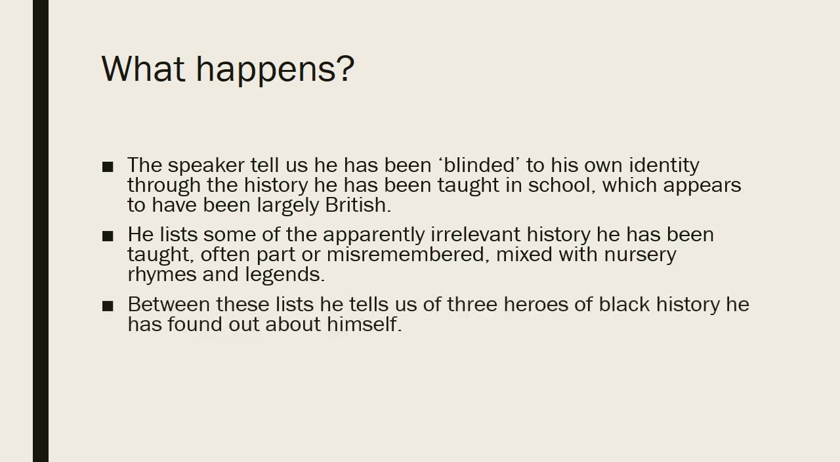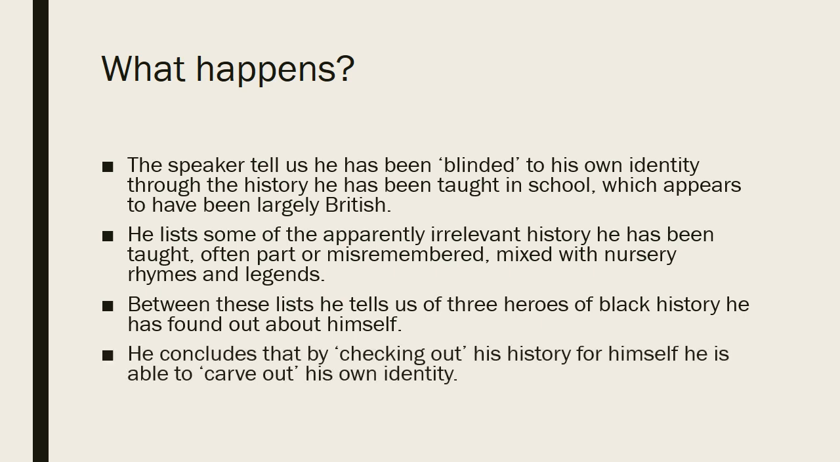But then between these lists, in the italic sections, he tells us of 3 heroes of black history that he has found out about himself. And then he concludes that by checking out his history for himself, he's able to carve out his own identity. Now, there are many details that we're going to focus in on here, but that's the basic structure. If you get those 4 elements, you get a sense of what the poem is about.